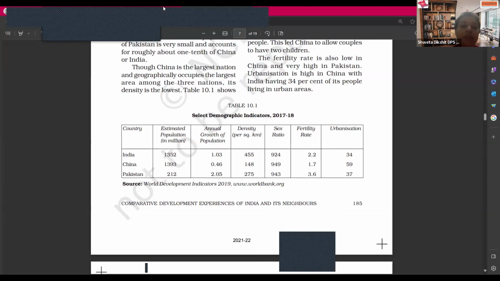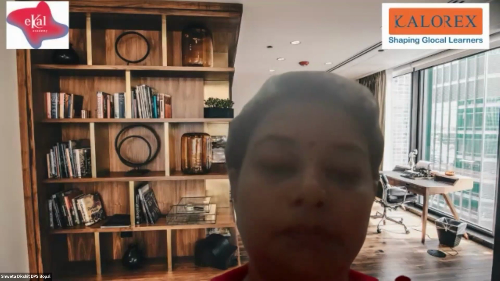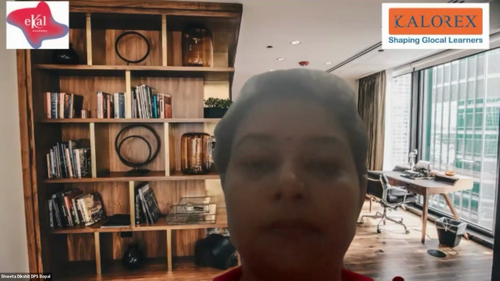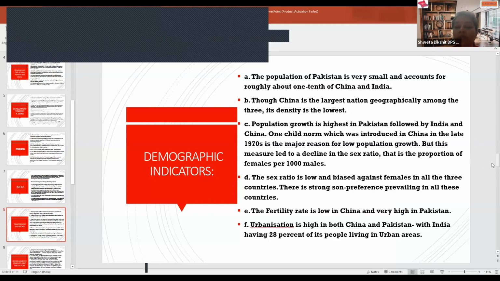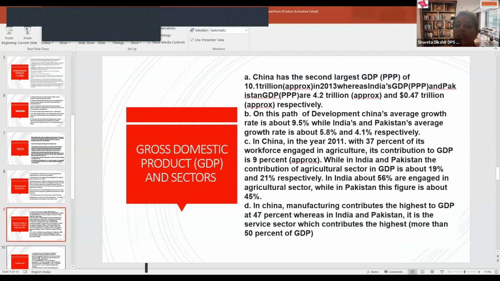Now, I would like to go ahead with the previous slide, that is the PPT which we were talking about. This chapter is very, very important. I keep repeating that the weightage is also very high. Therefore, you need to take the utmost care when you're preparing for this chapter.